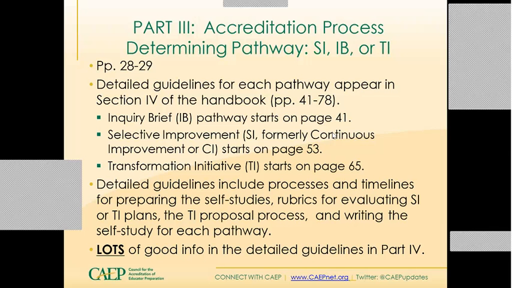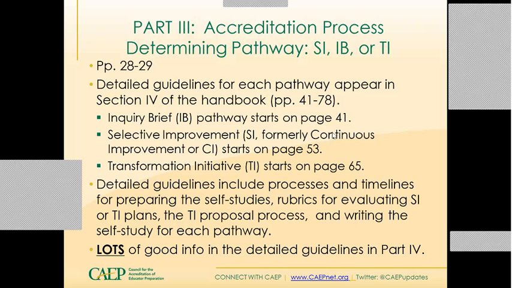There are brief overviews of each one of those pathways: selective improvement, inquiry brief, or transformation initiative on pages 28 and 29. However, if you go into Section 4 of the handbook, and that's from pages 41 to 78, you will find much lengthier descriptions of each one of those pathways, so that if you're not sure which pathway you want to pursue, I would highly recommend you go into pages 41 through 78 and look at what's available to you. The inquiry brief pathway starts on page 41. Selective improvement starts on page 53, and transformation initiative starts on 65.